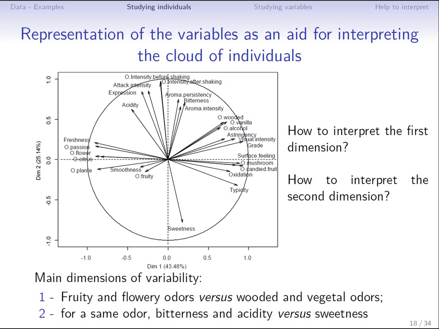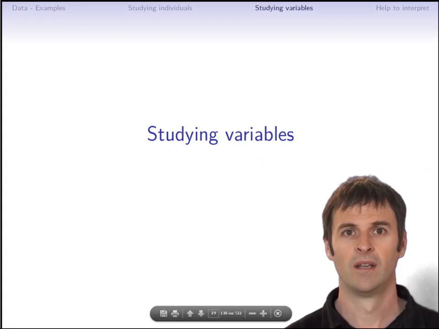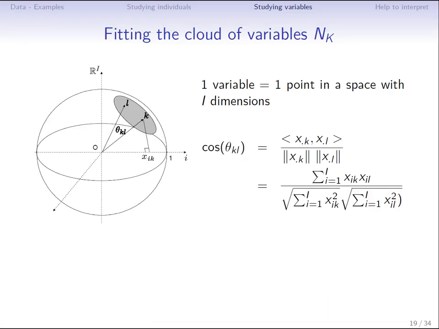So the main dimensions of variability are first the odors, and the second dimension is an opposition between sweet wines and acid and bitter wines. So let us now study the variables. A variable is a point in a space with high dimensions, since each variable has high values, one per individual. So we will look at the cloud of variables that evolves in a space with high dimensions.